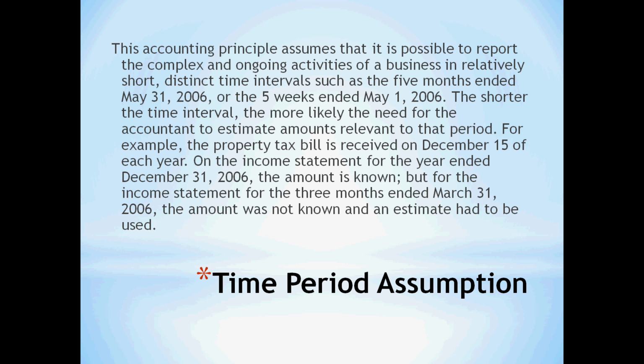For example, a property tax bill is received on December 15th of each year. On the income statement for the year ended December 31st, 2006, the amount is known. But for the income statement for the 3 months ended March 31st, 2006, the amount was not known and an estimate had to be used.